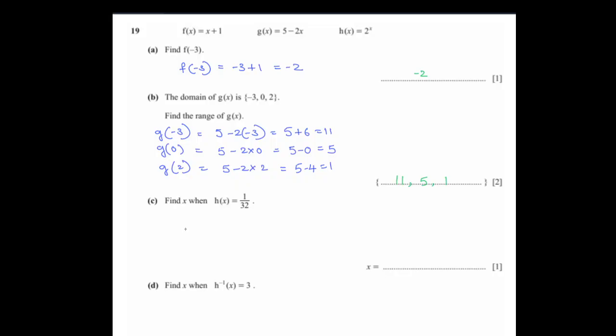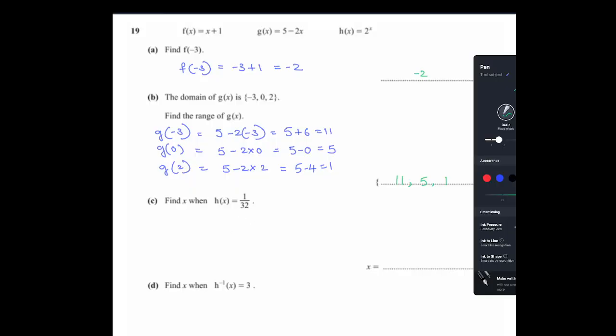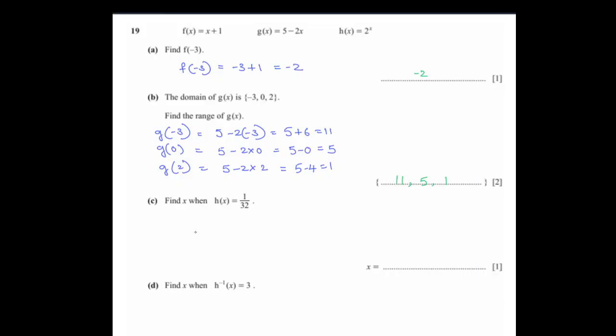Question number C. Find x when h of x is equal to 1 by 32. We need to find the value of x when h of x is given to us. Okay, so writing 2 raised to x is h of x, which is equal to 1 by 32. Now change this 32 into base 2. That you can do by prime factorization.